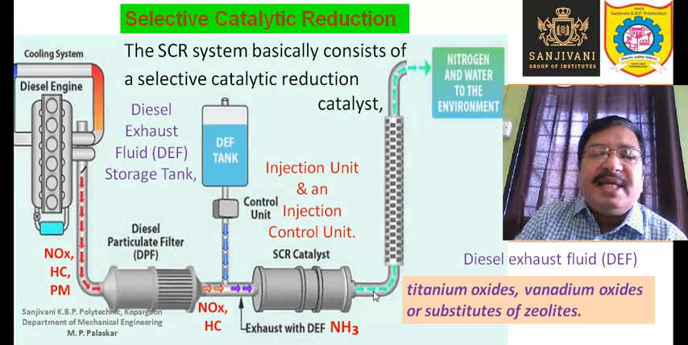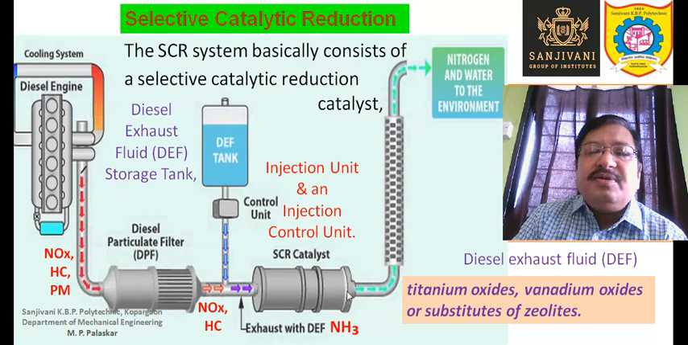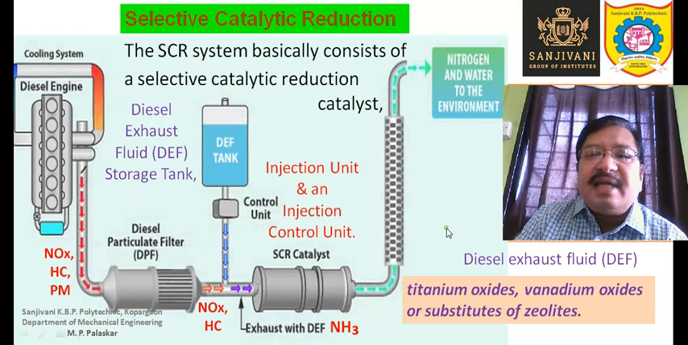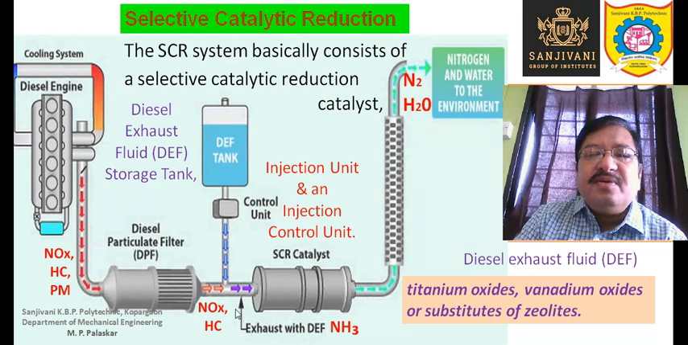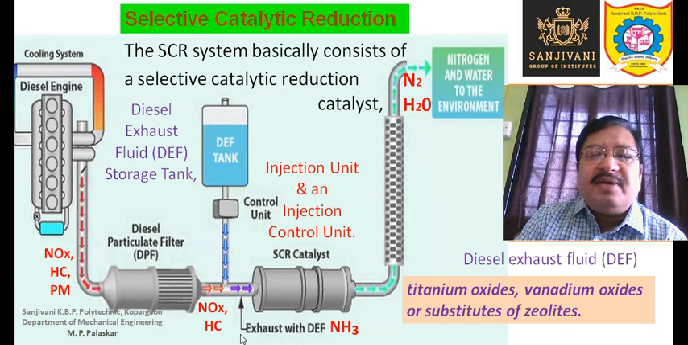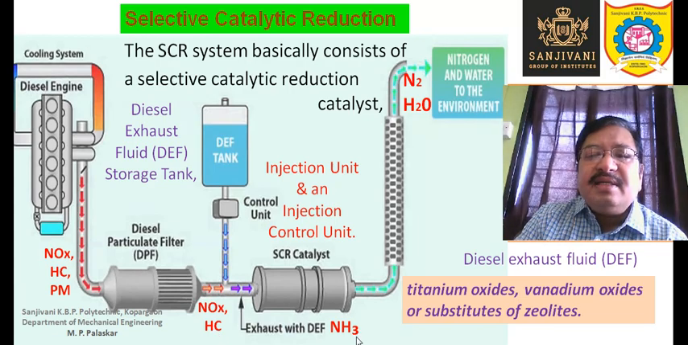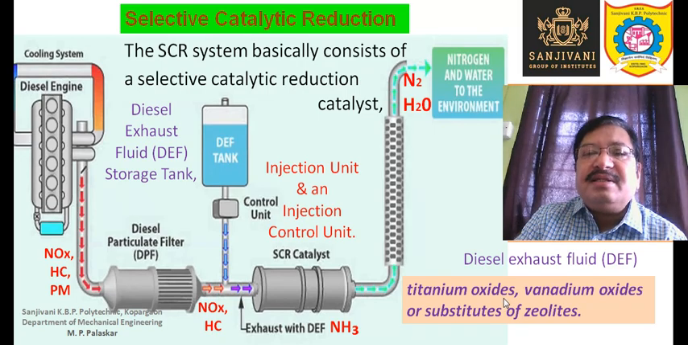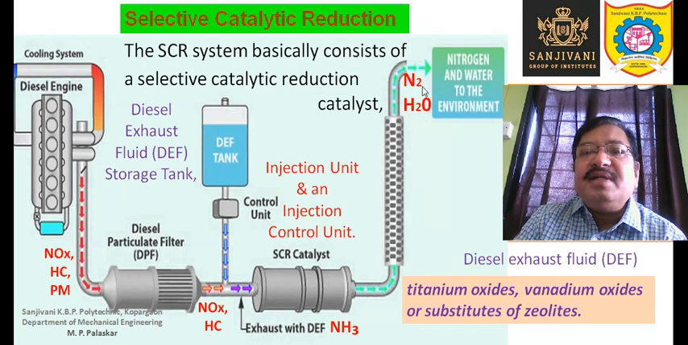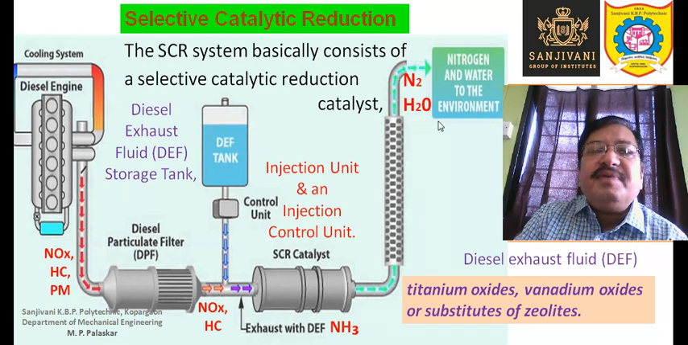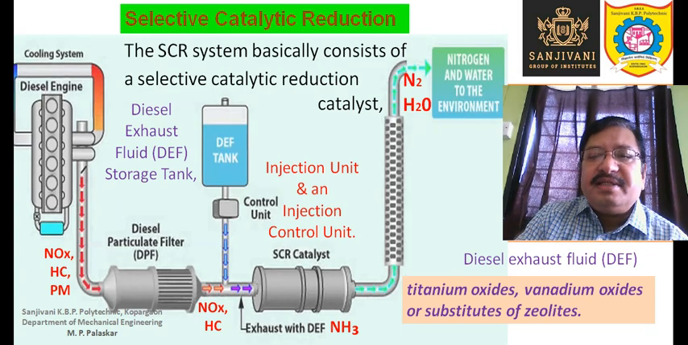I am going to show you the chemical reaction also. So the chemical reaction takes place, and due to that finally we get the nitrogen and water. So these nitrogen oxides and the hydrocarbons are converted with the help of ammonia, and with the help of these catalysts they are converted into nitrogen and water, and finally at the end we get the harmless nitrogen and water. So this is the function of the SCR unit, the selective catalytic reduction unit.